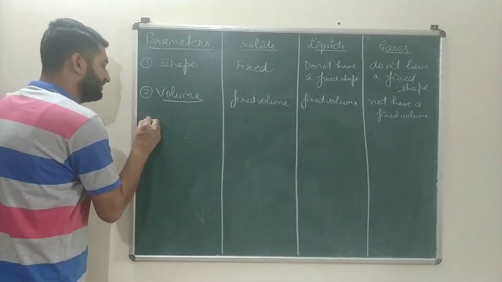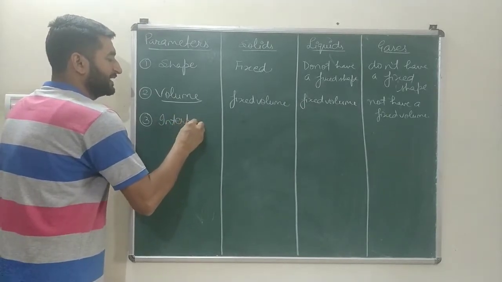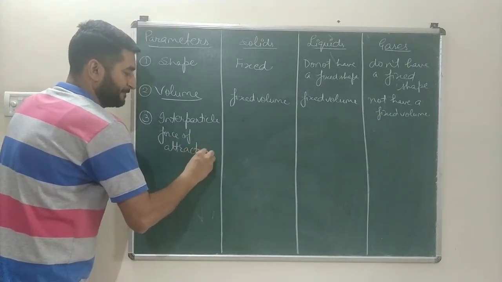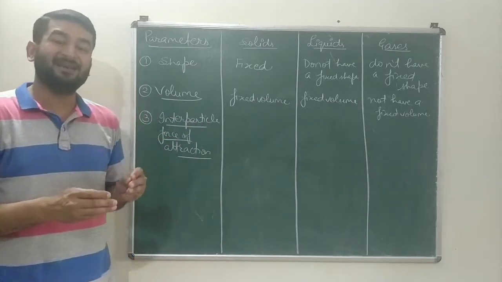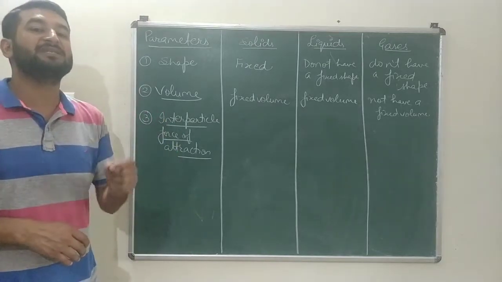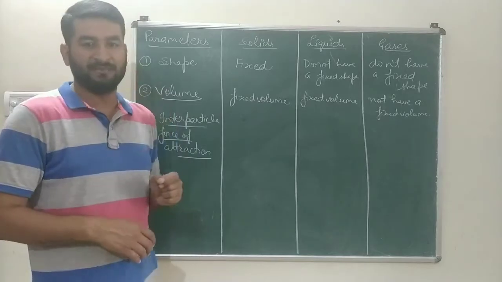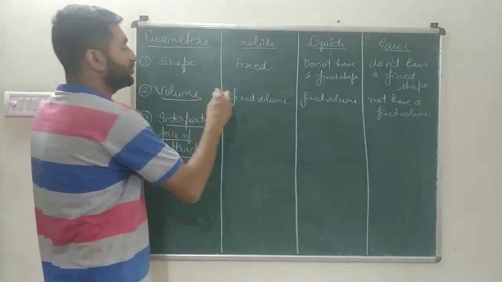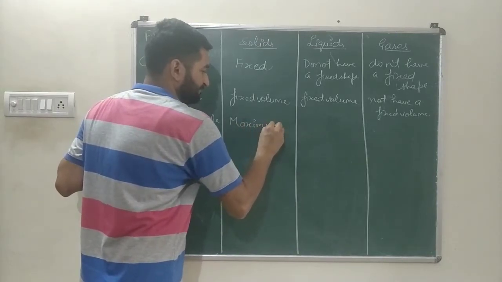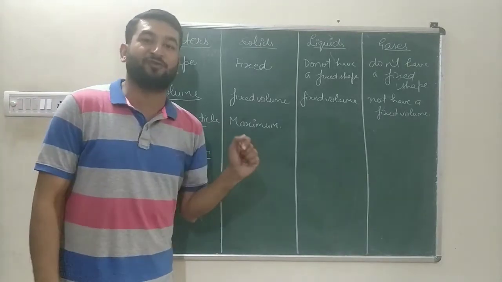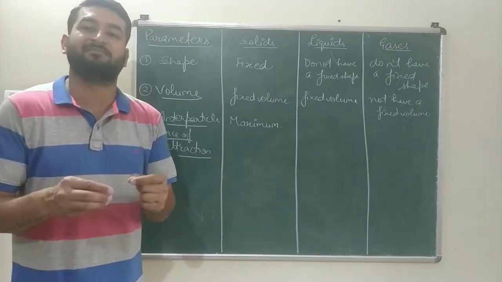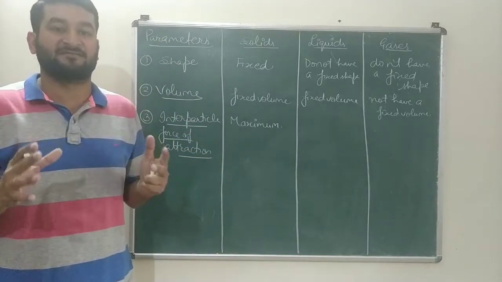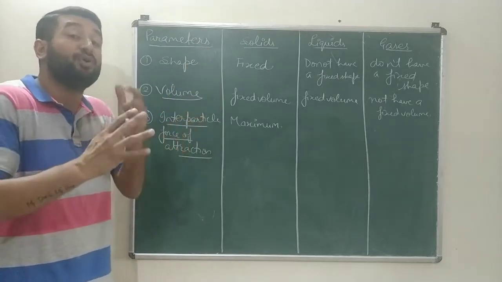The third feature on which we will differentiate solid, liquid and gas is interparticle force of attraction. As you are all aware, the particles of matter have a force of attraction between them. That force of attraction is known as interparticle force of attraction. And on this basis we differentiate solids, liquids and gases. The interparticle force of attraction in solids is maximum. That is why it is not easy to break them, not easy to break an iron nail. It is not easy to break solid surfaces because the particles of solids have more interparticle force of attraction.